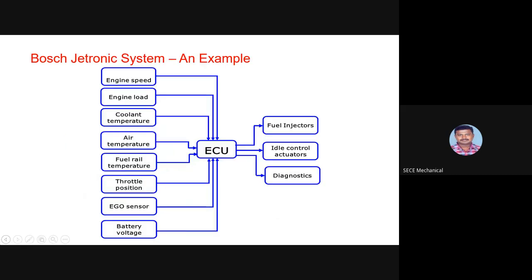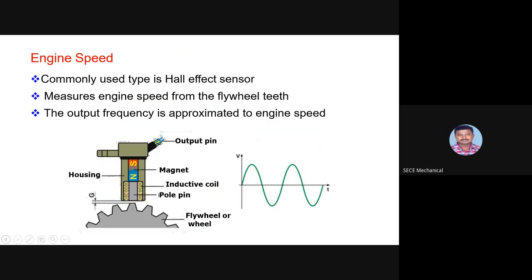So we discussed earlier that the engine management system takes engine speed, engine load, coolant temperature, air temperature, fuel rail temperature, throttle position, EGO sensor, and battery. Everything is connected together with the ECU, and from that ECU we have actuators. So on the left side are the inputs to the ECU, and on the right side are the actuators.